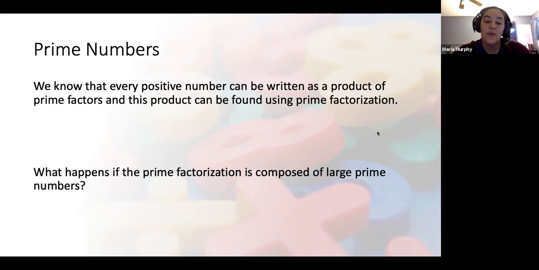So when we talk about prime numbers, we know that every positive number can be written as a product of prime factors, right? And this product can be found using prime factorization. So the question for you all is, what happens if prime factorization is composed of large numbers? I know we talked about it a little bit, but what happens if prime factorization is composed of really large numbers? Clayton, you want to share?